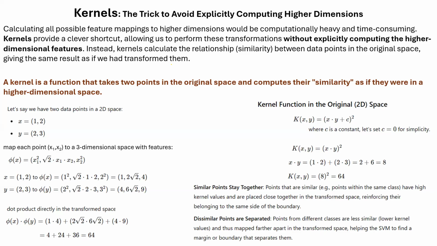So instead, kernels calculate the similarity between the points in the original space itself, mimic the transformation into higher dimensional space, and find the hyperplanes in the original dimensions only. So let's understand this carefully. A kernel is a function that takes 2 points in the original space and computes the similarity as if they were in the higher dimensional space. That means calculating the similarity between the transformed points would be the same as calculating the similarity in the original space using kernels. That is what I mean to say.